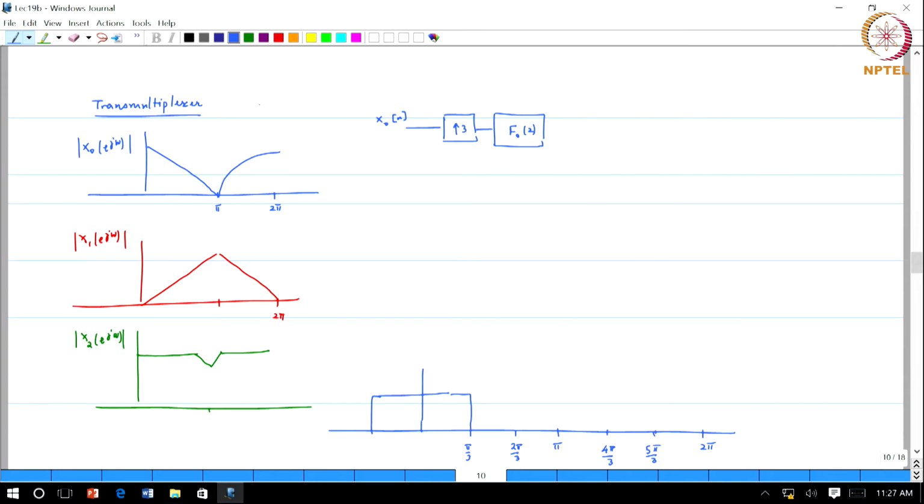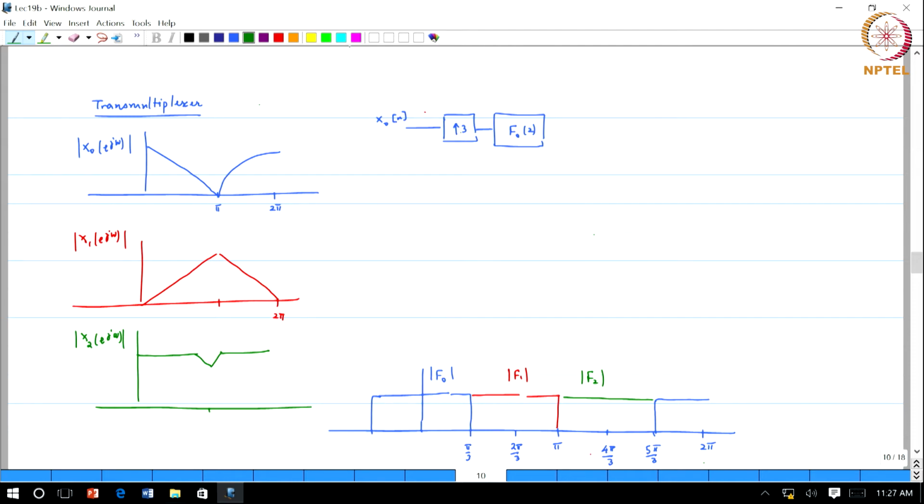So, the image would be located here. Okay. The second filter goes from pi by 3 to pi, and then the third one goes from pi to 5 pi by 3. Okay. So, this is magnitude f naught, this is magnitude f1, this is magnitude f2.